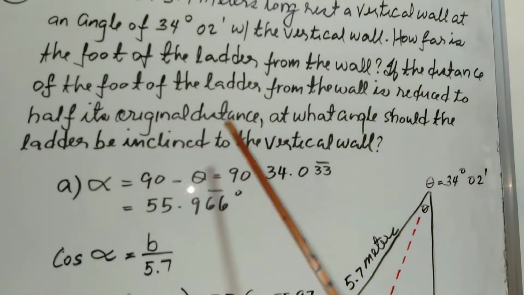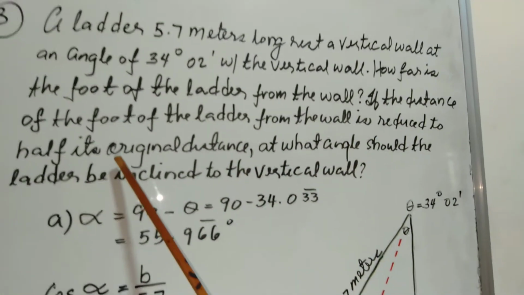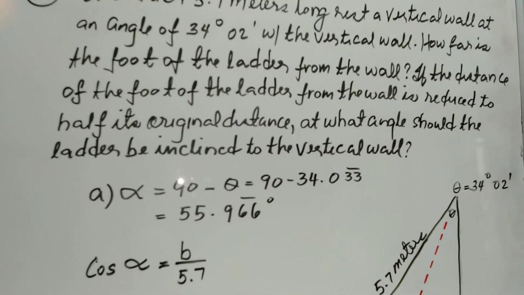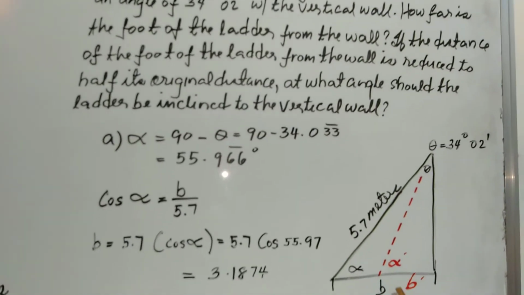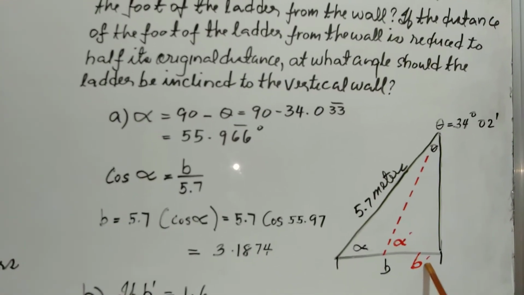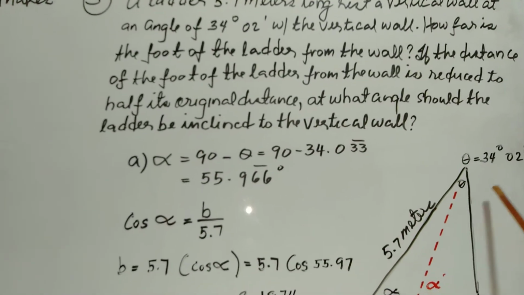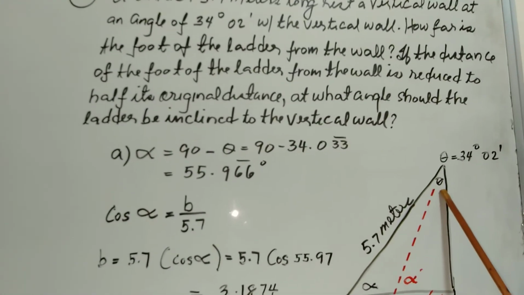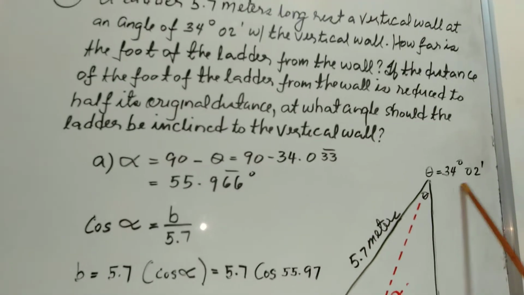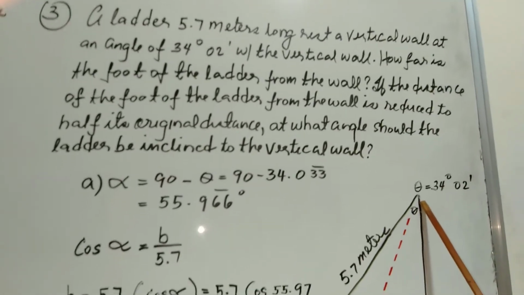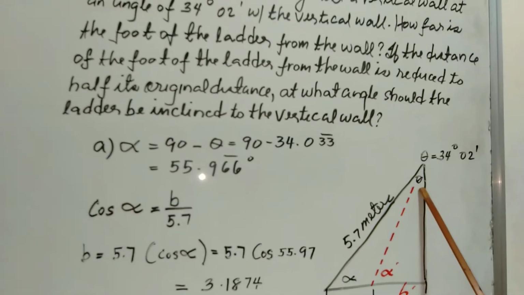If the distance of the foot of the ladder from the wall is reduced to half of its original distance, we're going to reduce this to half. So let's call this one B prime. At what angle should the ladder be inclined to the vertical? So we're asked to find the new theta here. If this is theta, which is 34 point, we're going to find the new measure of theta.